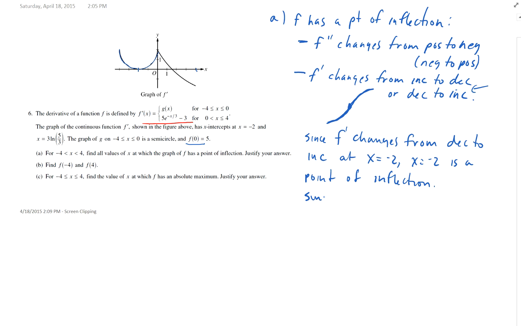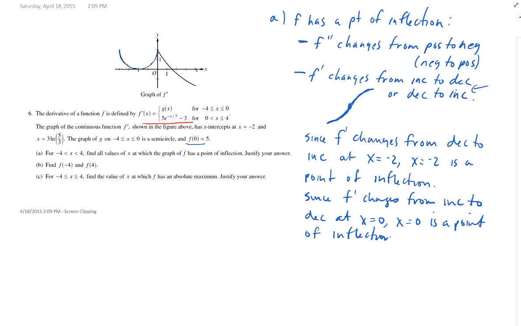Since f prime changes from increasing to decreasing at x equals 0, x equals 0 is a point of inflection. Okay, so there's A.